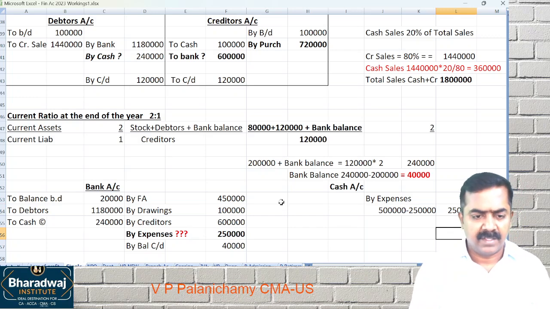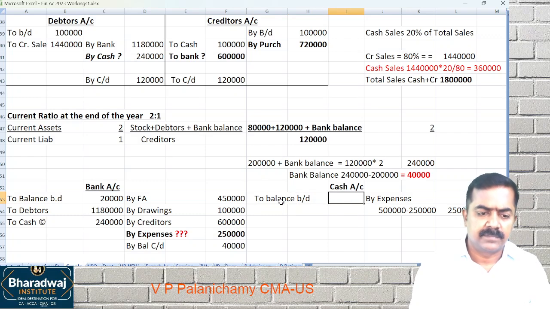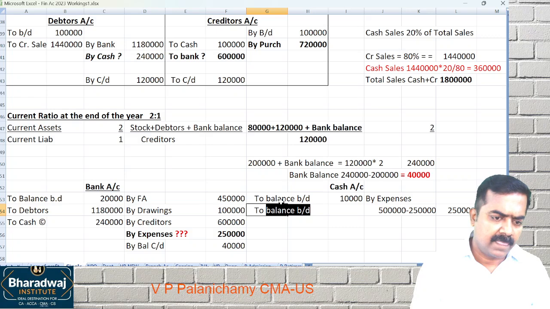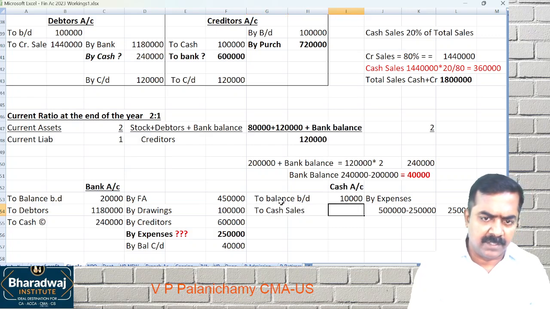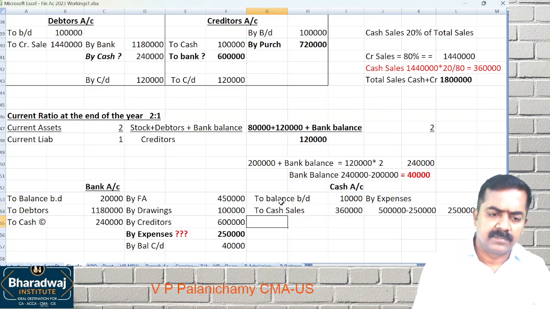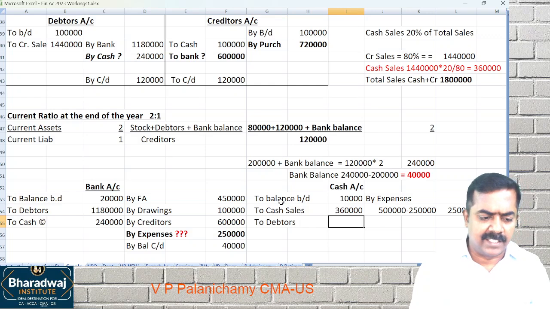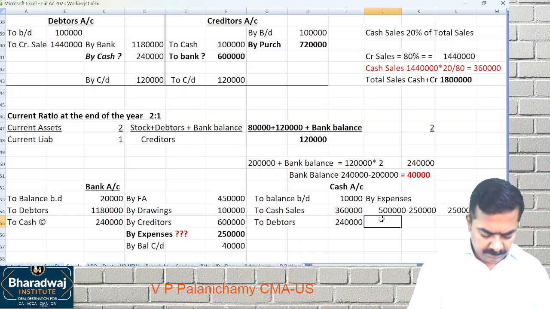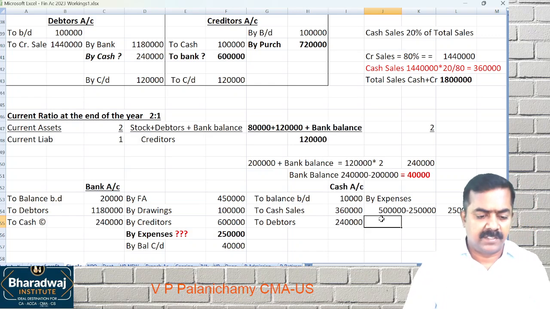Cash. Cash balance b/d எவ்வளவு இருக்குங்க? 10,000. வேற ஏதாவது இருக்கா? Collections. Cash sales எவ்வளவு collect பண்ணிருக்கோம்? 3,60,000. அப்புறம் debtors collected in cash 2,40,000. வேற ஏதாவது இருக்கா பாருங்க. Cash paid to creditors, yes. Creditors paid in cash 1 lakh.